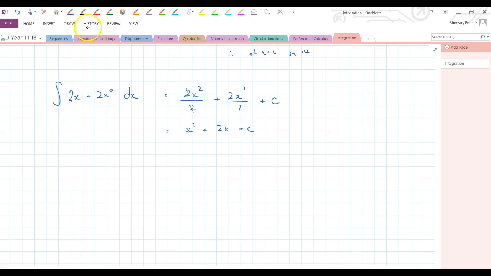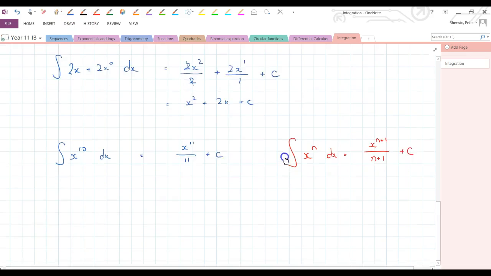Okay, so let's have a look at another example. The integral of x to the power of 10 with respect to x. So we take our power and add 1 to it and divide by the new power. So our rule will look like this. The integral of x to the power of n with respect to x will be equal to x to the power of n plus 1, so we raise the power by 1, divide by the new power, and add c on the end. Okay, so a couple more examples, then we'll call it quits.